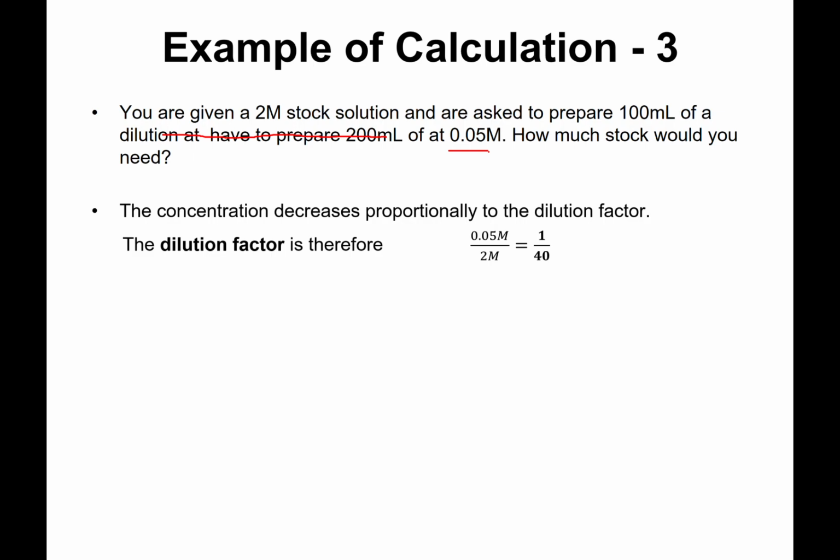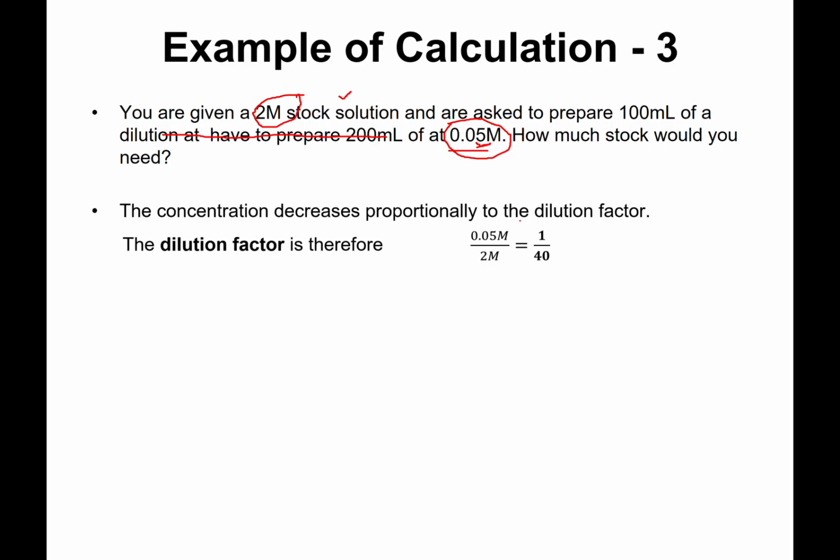Well, first thing is that we know we're not given in this case a dilution factor, but we know that the concentration goes down from the concentration of the stock solution to the one of the final solution proportionally to the dilution factor. So what it means is that if you calculate the ratio between the concentration of the dilution and the one of the stock solution, you can get the dilution factor, which is what this is doing here. It's a ratio between 0.05 molar and 2 molar, which equals 1/40. So this is the dilution factor that you are preparing.